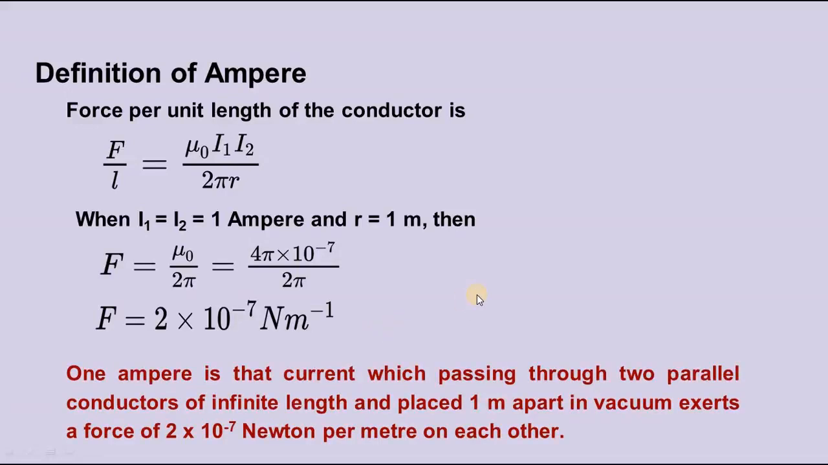Hence, we can define 1 ampere as follows. 1 ampere is that current which, when passing through two parallel conductors of infinite length and placed 1 meter apart in vacuum, exerts a force of 2 into 10 raised to minus 7 Newton per meter on each other.